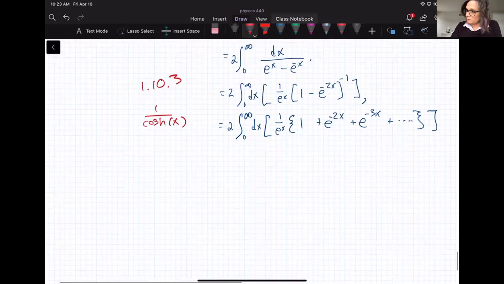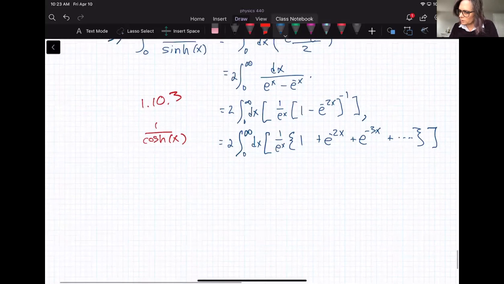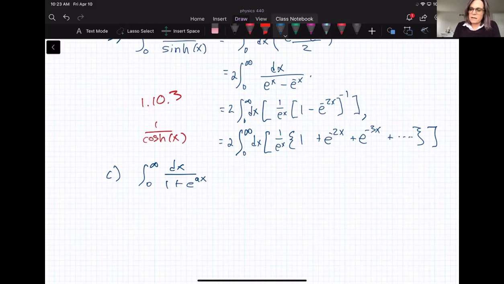Okay, just one more simple example, and then I want to get into a little more complicated example. The integral from 0 to infinity of dx over 1 plus e to the ax. Again, now that we've seen this, that argues for another straightforward binomial expansion: e to the minus ax minus e to the minus 2ax plus e to the minus 3ax, and so on.